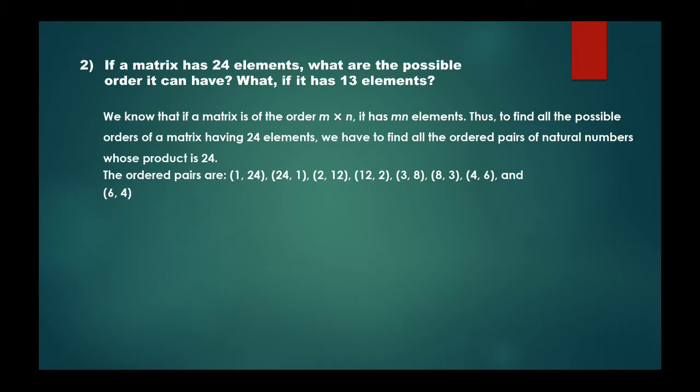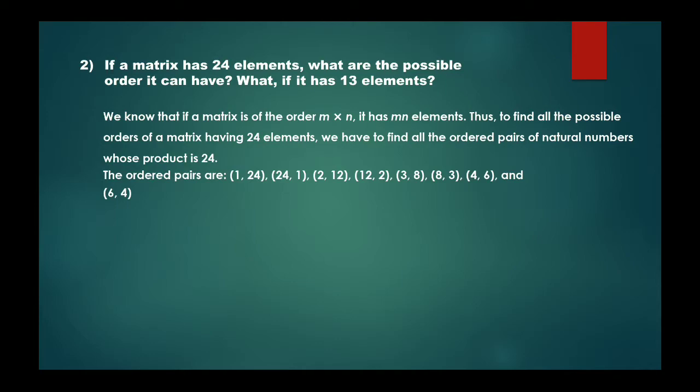Similarly, if a matrix has order m cross n, it has mn elements. Thus, to find all the possible orders of a matrix having 24 elements, we have to find all the ordered pairs of natural numbers whose product is 24. Thus, the ordered pairs are 1, 24; 24, 1; 2, 12; 12, 2; 3, 8; 8, 3; and 4, 6 and 6, 4.